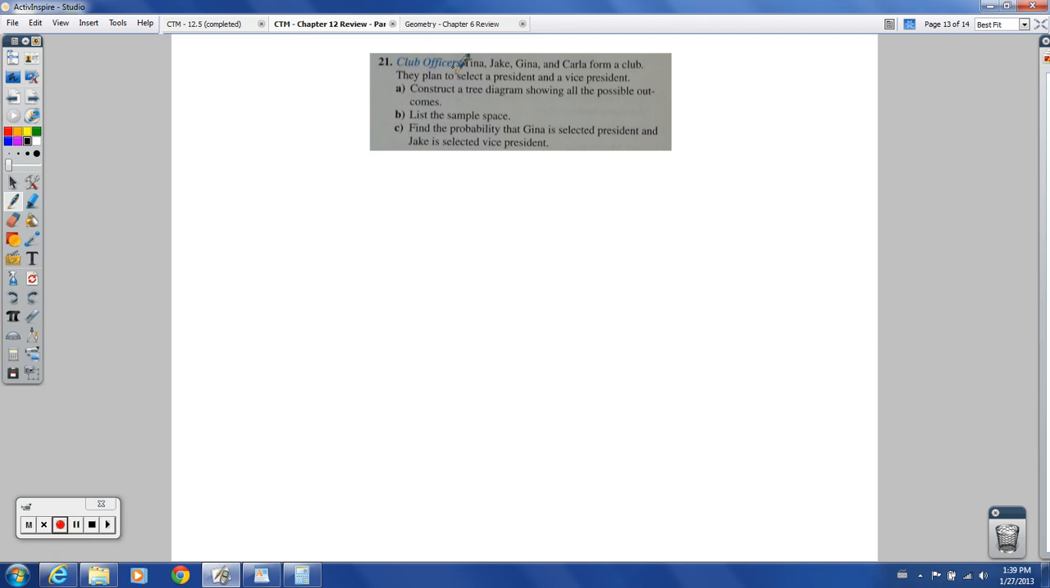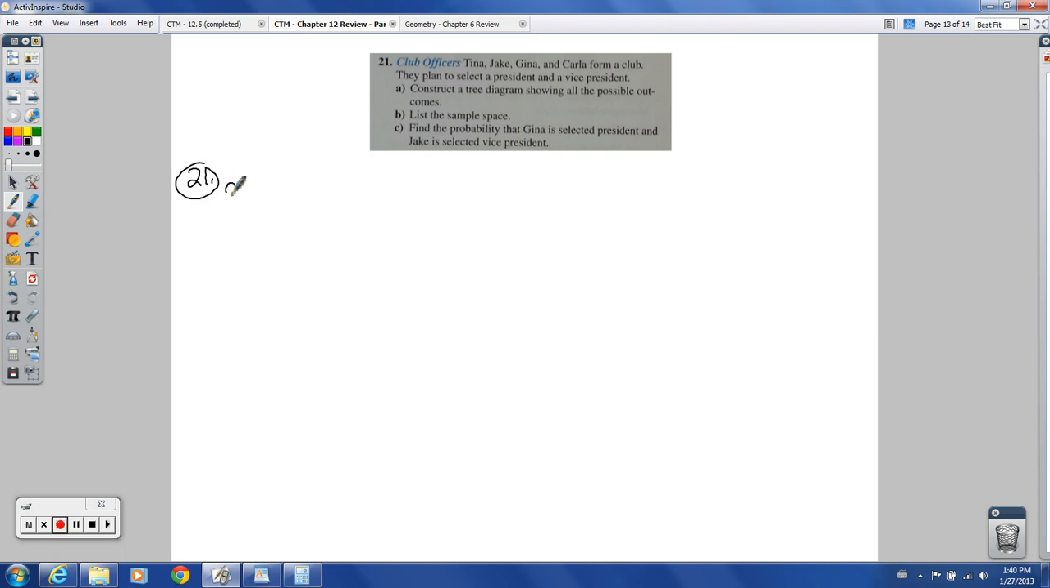Club officers Tina, Jake, Gina, and Carla form a club. They plan to select a president and a vice president. Construct a tree diagram showing all the possible outcomes. List the sample space and find the probability that Gina is selected as president and Jake is selected as vice president. Okay, 21.